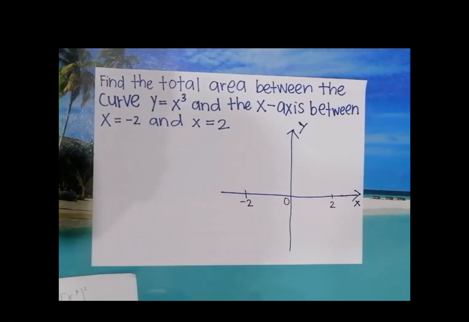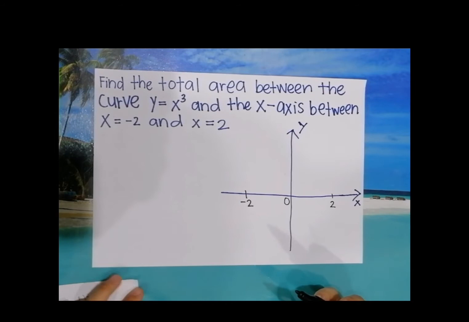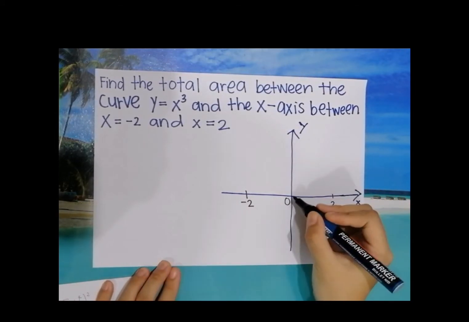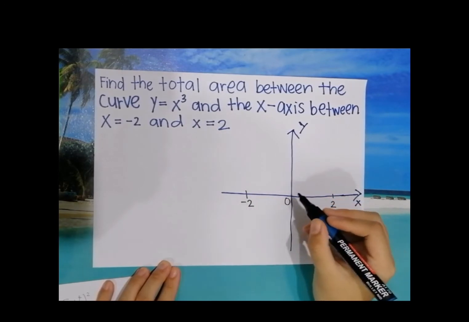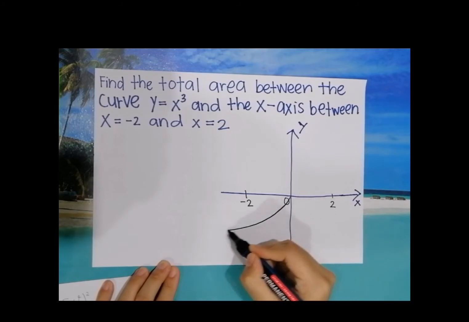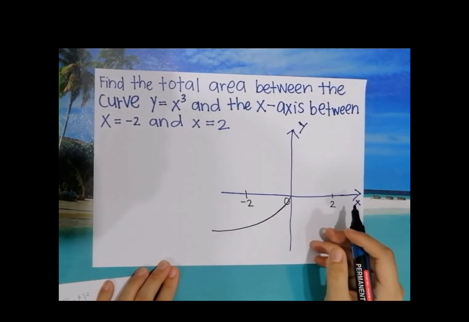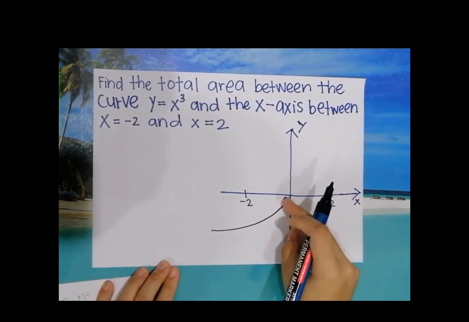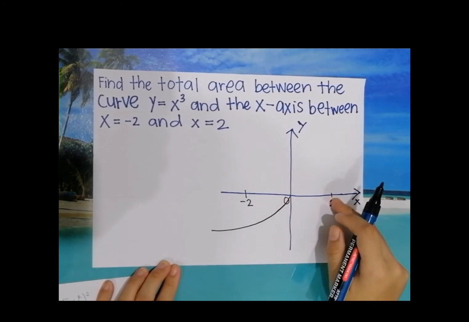This one is an example for area under a curve. Find the total area between the curve y is equal to x cubed and the x-axis between x is equal to -2 and x is equal to 2. Area under the x-axis will come out negative, which is this one. This one is negative, under the x-axis is -2, so it comes out negative. And then area above the x-axis will be positive. Above the x-axis, this one is 2.